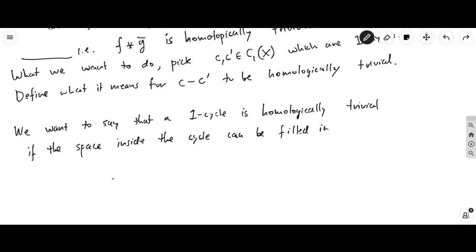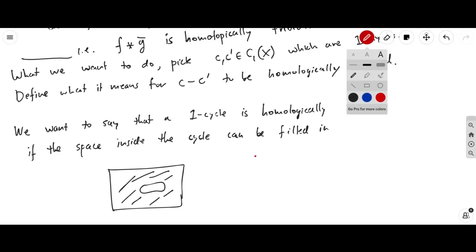Okay, so maybe do this. So let's say this is your space, okay? And there's like a hole in your space. And let's say you have a cycle that does this. Then you would say that this cycle is not homologically trivial because the stuff inside of it cannot be filled in. But if your cycle went something like this, if that was your cycle, then I know I'm drawing my cycle like a loop. It seems like there's a beginning and end point, but that's just the way I'm drawing it. If the space inside of it can be filled in.